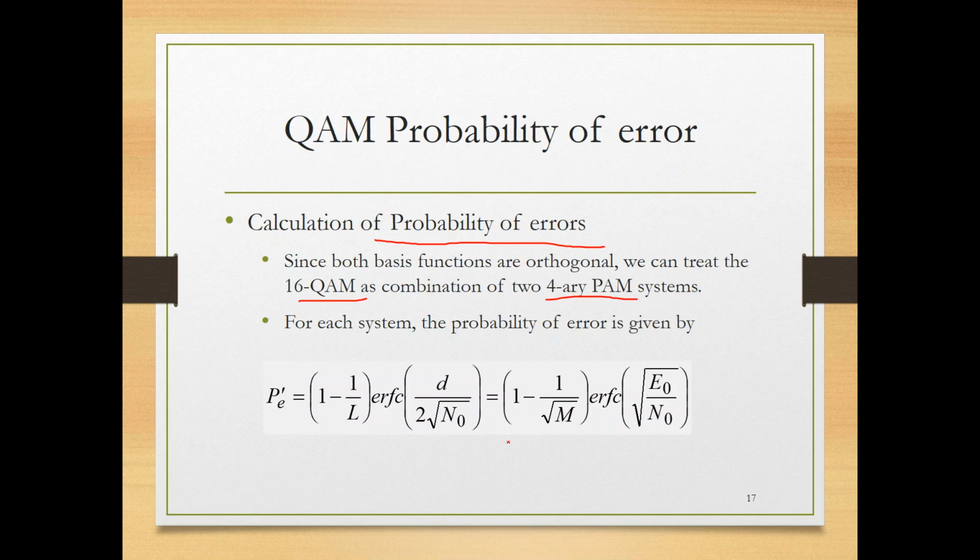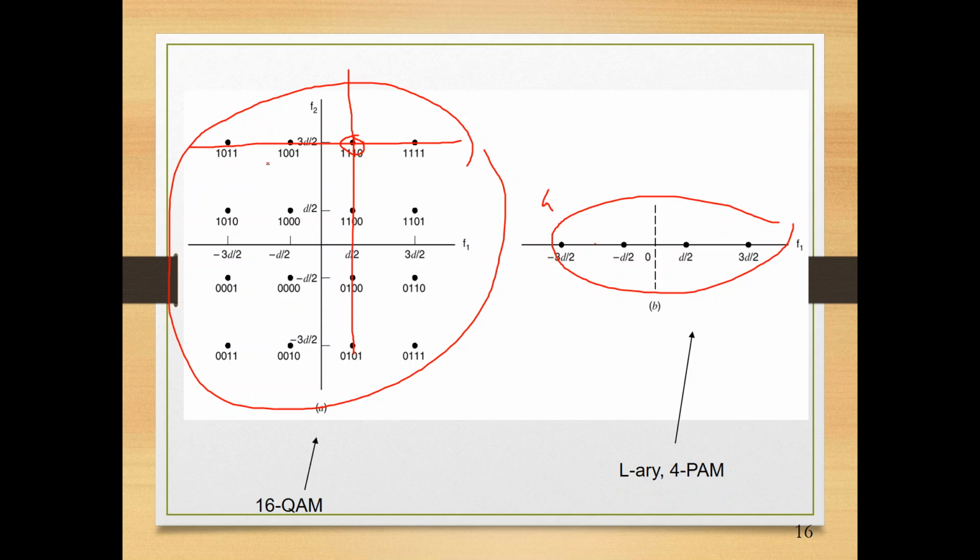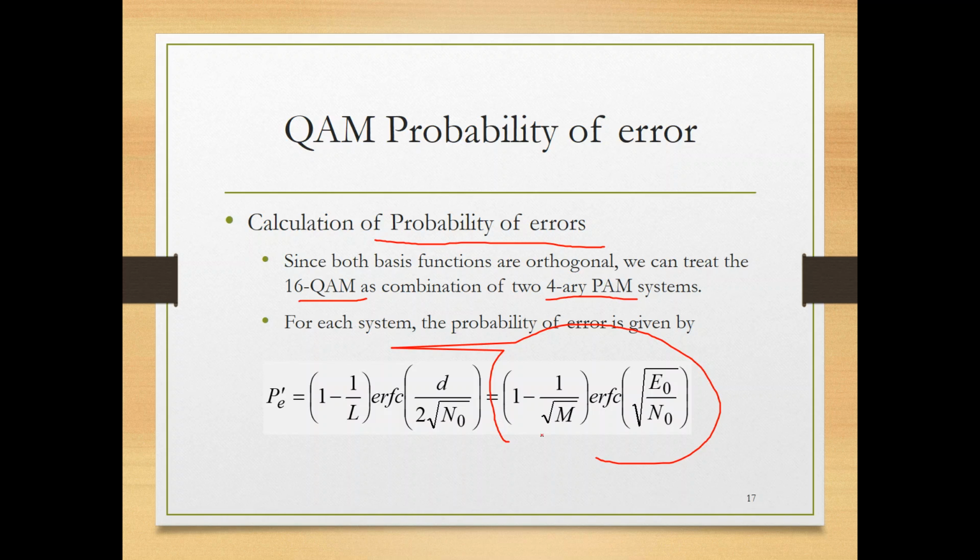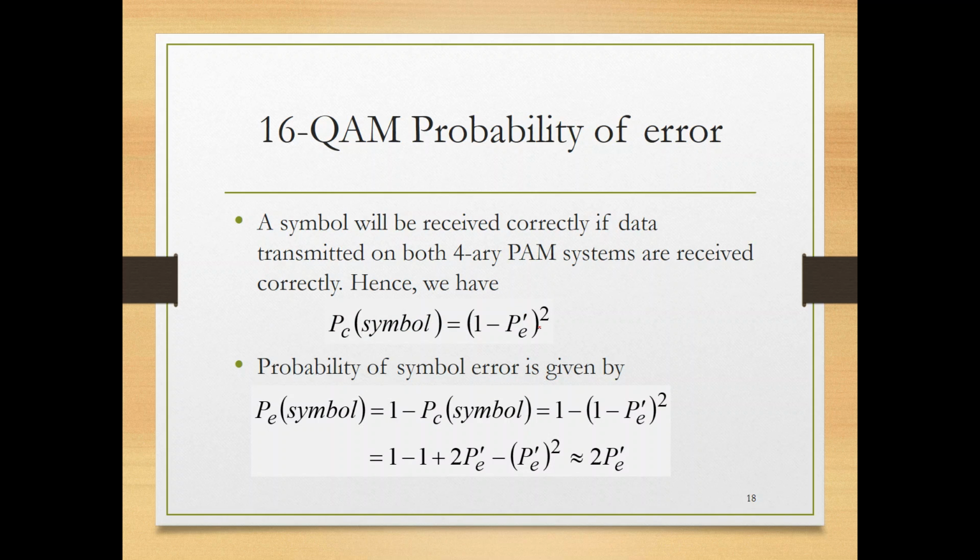The error probability is basically 1 minus 1 over square root of M, multiplied by the complementary error function of square root of E naught over N naught. This is only for one line of pulse amplitude modulation. You have also another line that can bring you error. Yes, this is for the horizontal, let's say. There is another one that's vertical, which also brings the same error because it has the same structure, but instead of being horizontal, it's now vertical. So, what's the total error? The error coming from the vertical multiplied by the error coming from the horizontal.